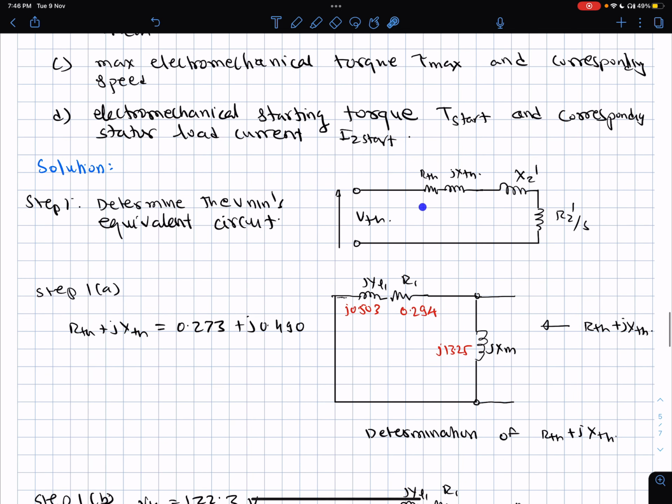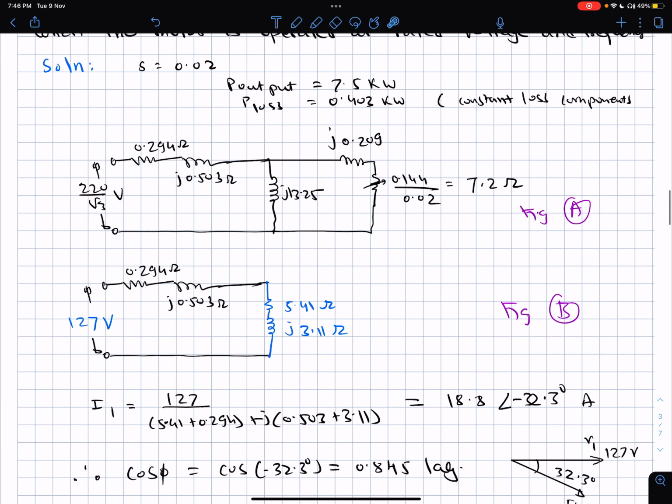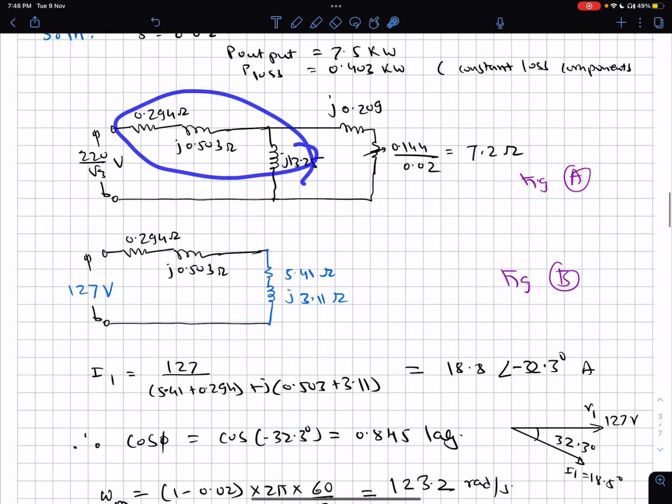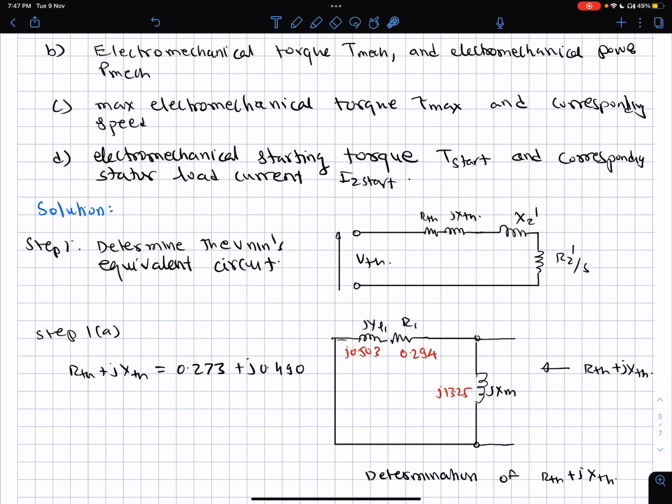To calculate this R Thevenin and X Thevenin, the source voltage is short circuited, so I short circuit R1 and jX1. This part is taken away. So that is the thing that we are doing. We short circuit this, then we open it from here, and we calculate this parallel combination which I have shown here.